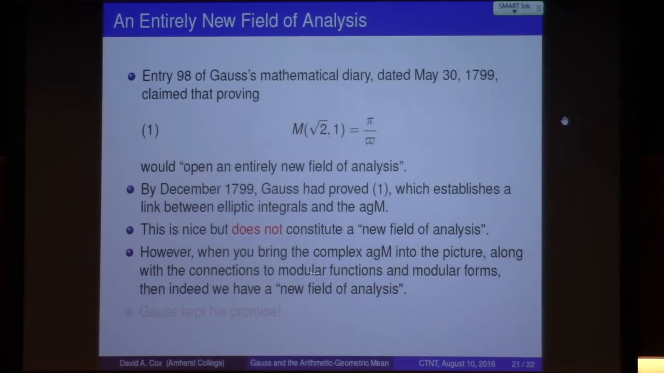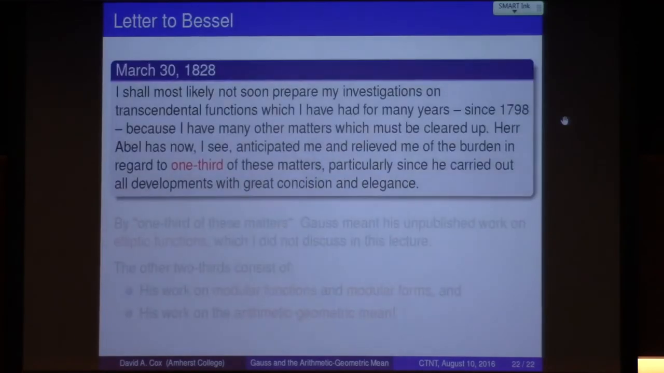And so in this case, Gauss really was true to his word. We really had something genuinely new that came out of this observation that these two numbers agreed to 11 decimal places. So the final thing is, some of what Gauss did actually had been discovered during his lifetime, and he commented on that. So here's a famous letter he wrote to Bessel in 1828.